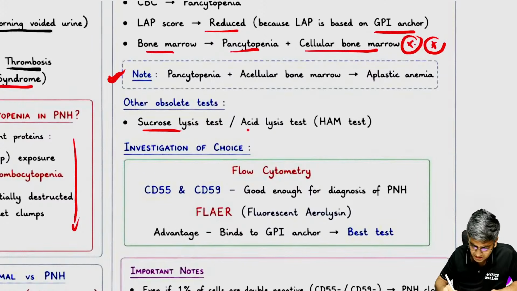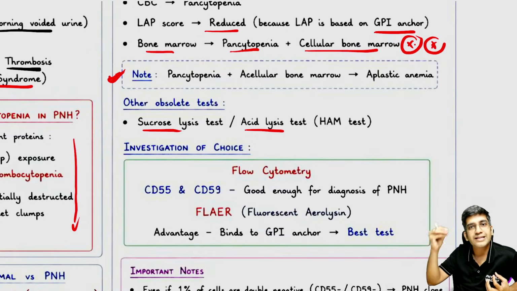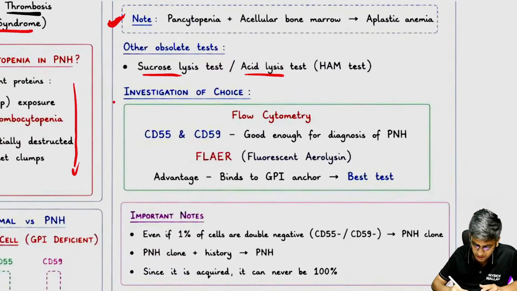Other older tests, we had the acid hemolysis test and the sucrose lysis test. What we do here is we kind of mimic the sleeping method in a test tube. You take a test tube, acidify it, complement will get activated, and the cells will lyse. Acidified serum lysis test. Right? We do it in the lab, but we don't have it anymore because we have a beautiful and easy investigation these days. Fine?